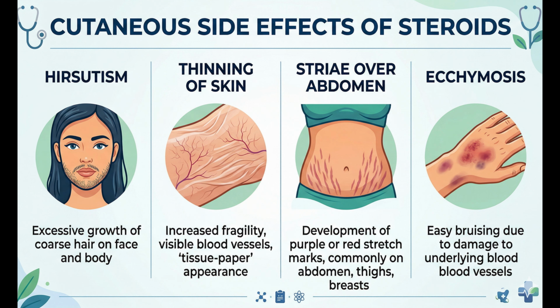So basically steroid side effects can occur in any organ of your body. In your skin, for example, you can have something called thinning of the skin. Then you can have a few bleeding spots on the skin, which is called ecchymosis. Then you can develop striae, which are purplish lines that you develop usually over the trunk or in the abdomen.